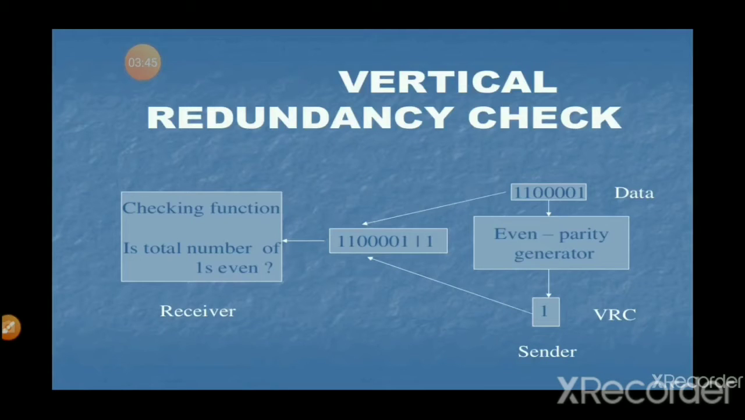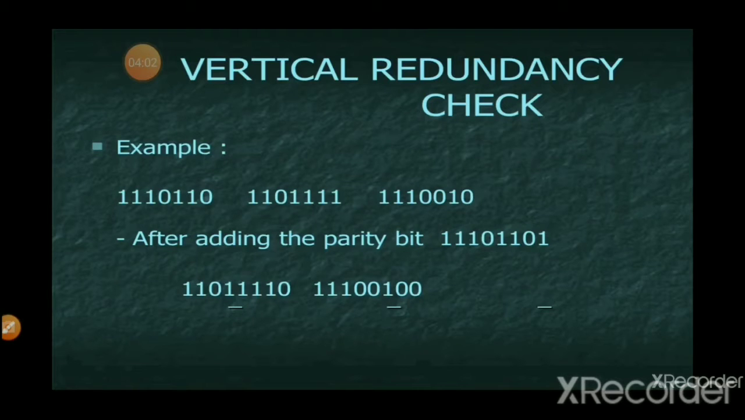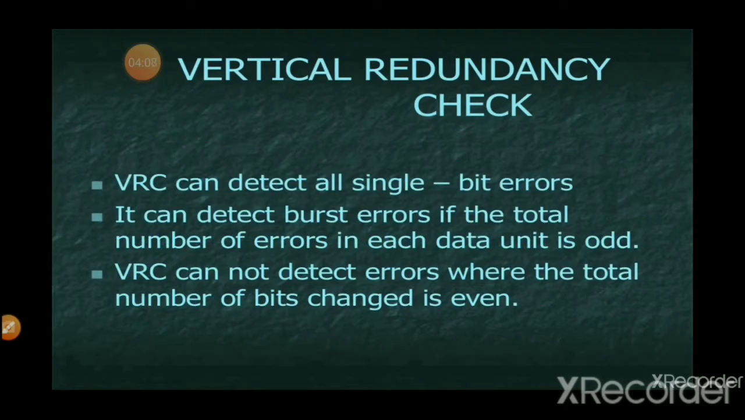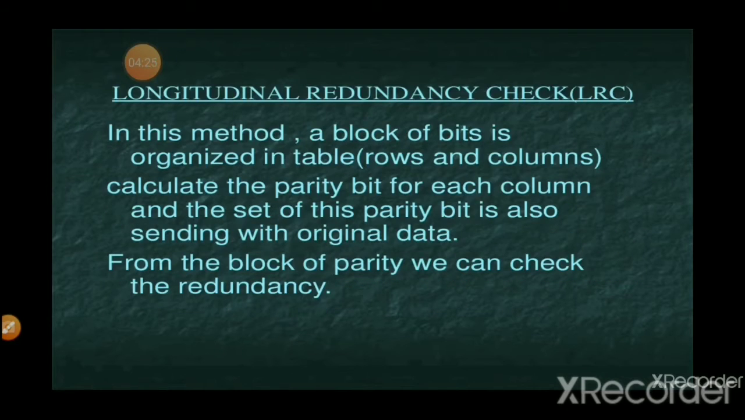The figure shows vertical redundancy check: the data goes through the even parity generator at the sender, and the checking function tests whether the total number of ones is even. A vertical redundancy check example is given. VRC can detect all single bit errors. It can detect burst errors if the total number of errors in each data unit is odd. VRC cannot detect errors where the total number of bits changed is even.